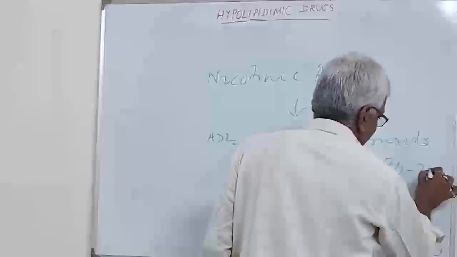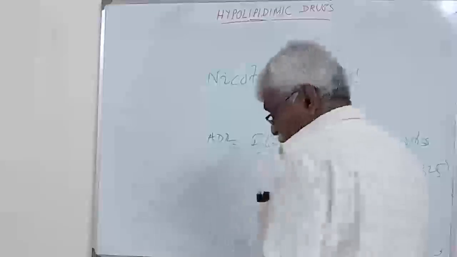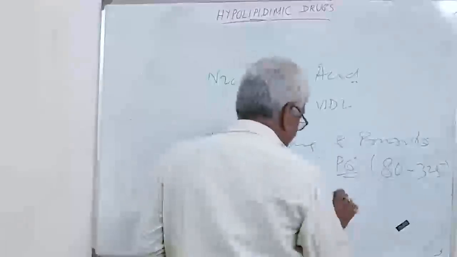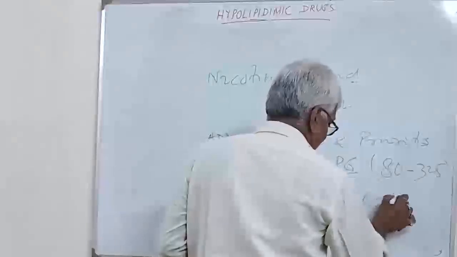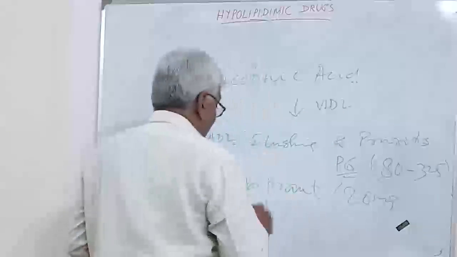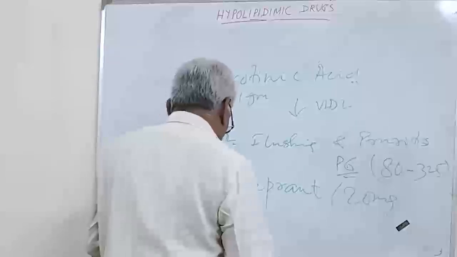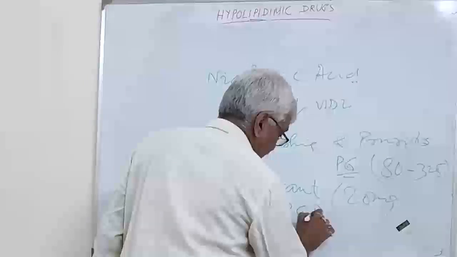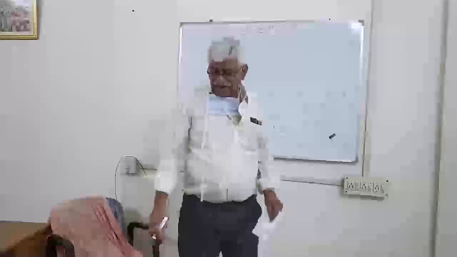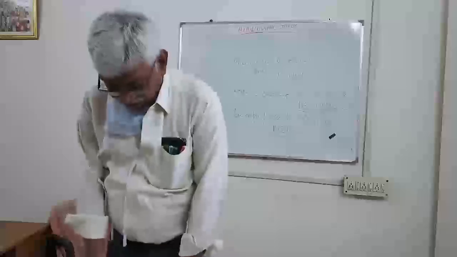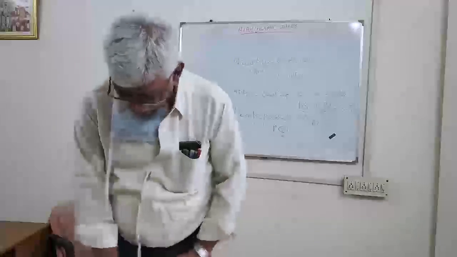You can give it in the dose of 80 to 325 milligrams, or you can add laropiprant, which is available as 20 milligrams. These two are combined, so 1 gram of nicotinic acid can be combined together, and this is your prostaglandin PGD inhibitor. So this is in brief the different old drugs which are effective in the treatment of hyperlipidemic condition.